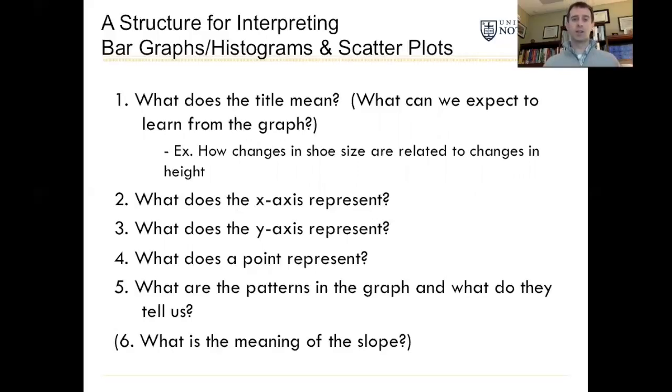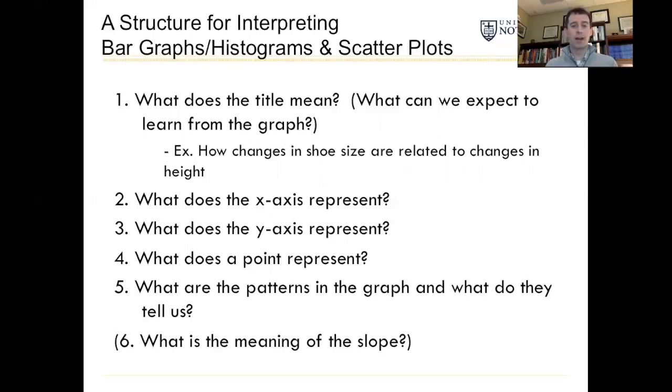So first is like a general, what are we even trying to do? What's the purpose? What could we possibly learn from this graph? Maybe by looking at the title. When students have a context to orient the data to, it makes a lot more sense to them. Otherwise, they might just be looking at a lot of lines and dots.